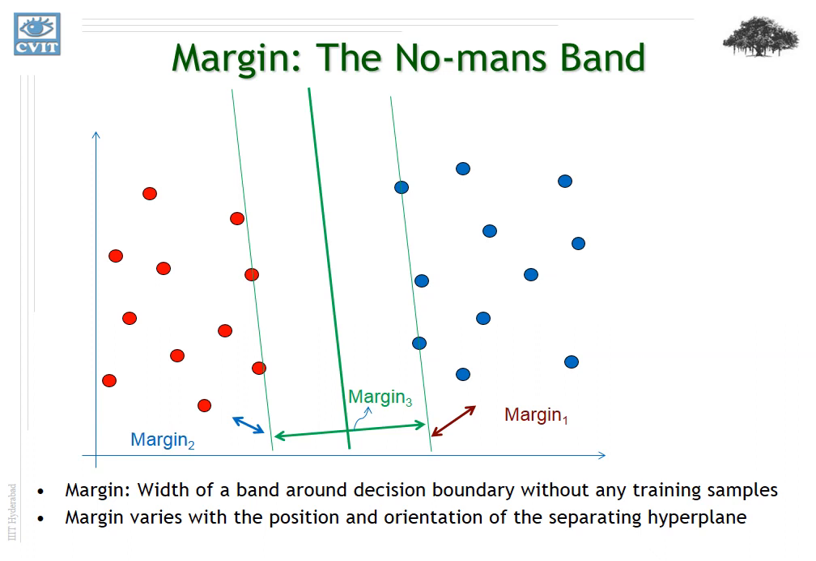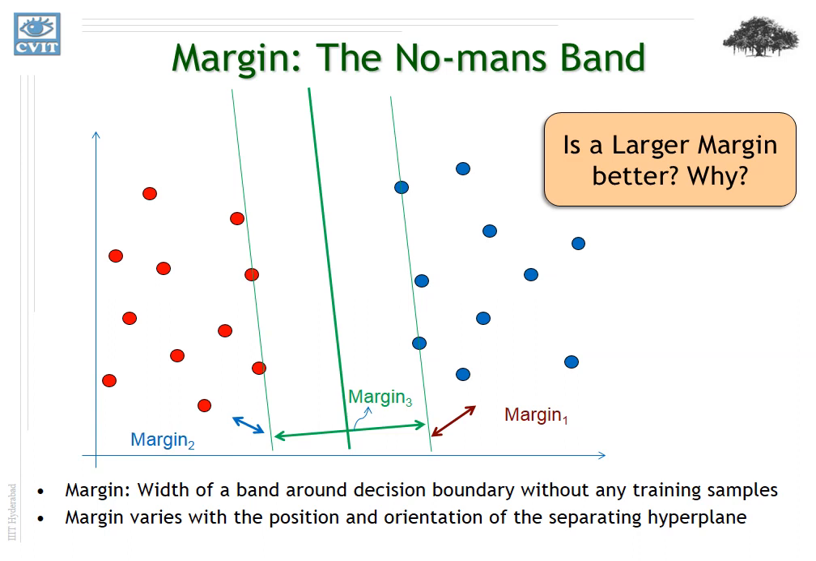Now you would notice that the margin varies with the position and orientation of the separating hyperplane, and the goal that we have stated in terms of optimizing the decision boundary would now be restated as a decision boundary that would maximize the margin around it. Now the natural question to ask is, is the larger margin better, which is what we had intuitively felt, or rather, why is it better? So that question is what we need to answer, and it can be answered now formally.